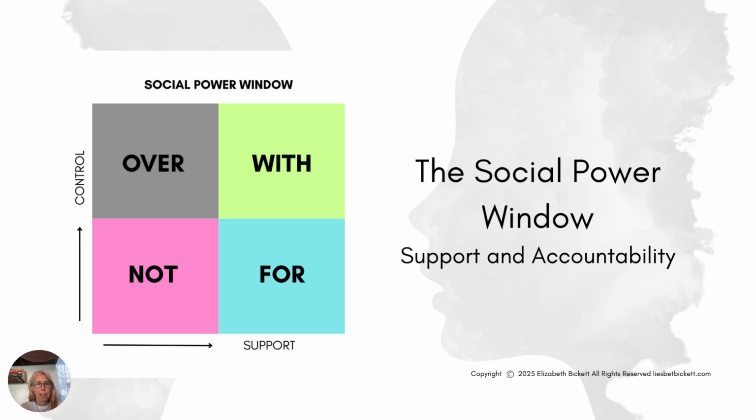One of the first concepts we're going to be working with in the training is what I call the social power window. This is adapted from the social discipline window, and it shows how different combinations of support and accountability impact relationships, and how we are using power within relationships.